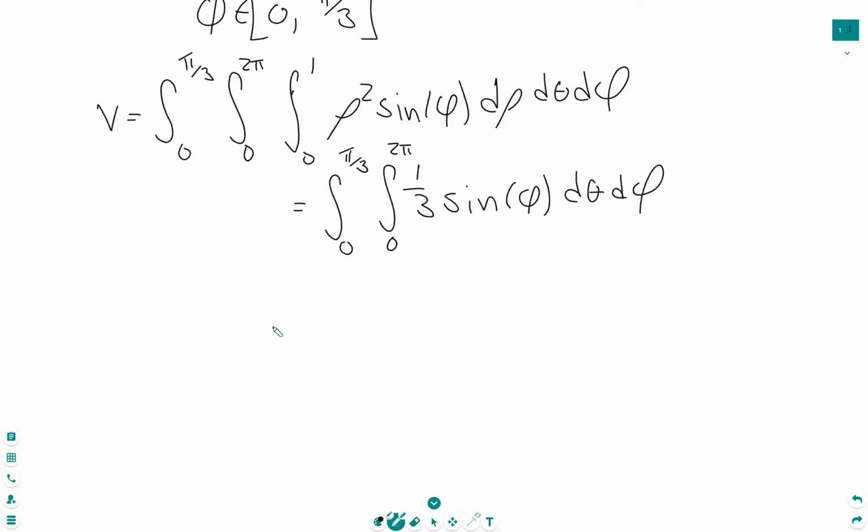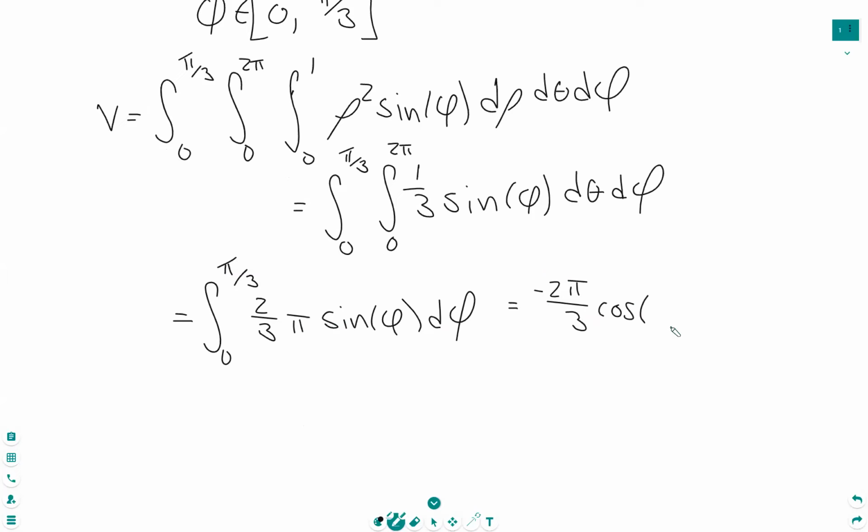Theta is pretty easy, doesn't even show up in our integrand. So this is the integral from 0 to pi over 3 of 2 over 3 pi sine phi d phi, or negative 2 pi over 3 cosine of phi, evaluated when phi is equal to 0 and phi is equal to pi over 3. This ends up just giving us pi over 3.